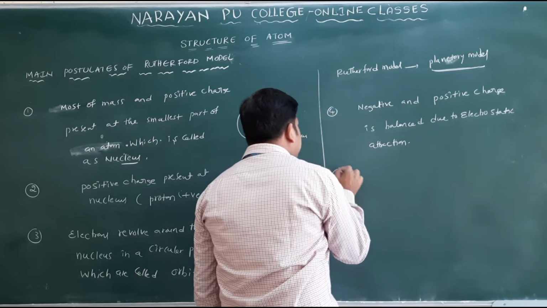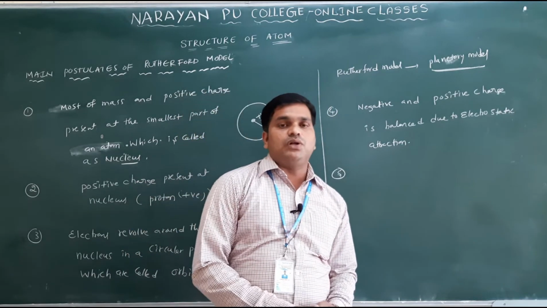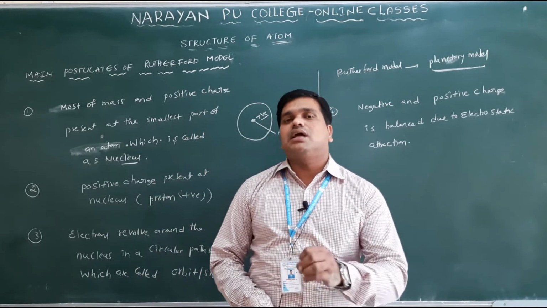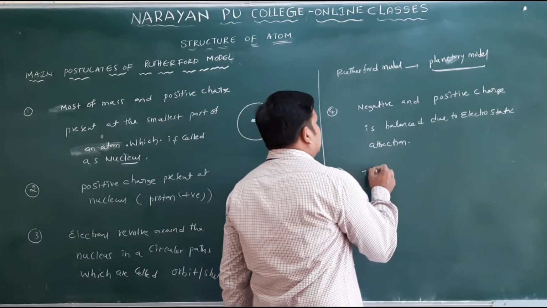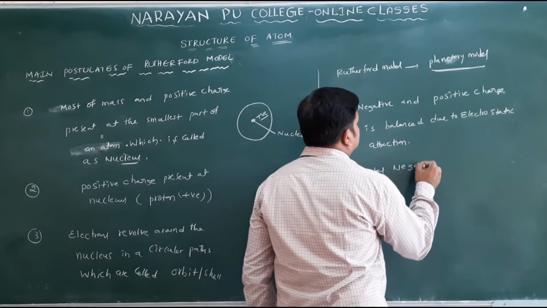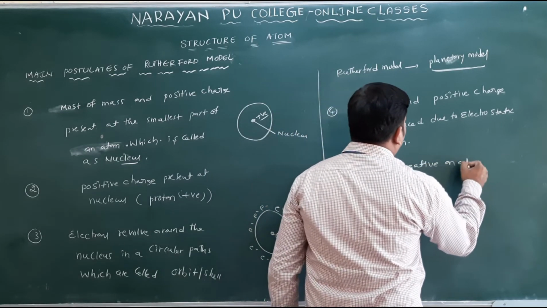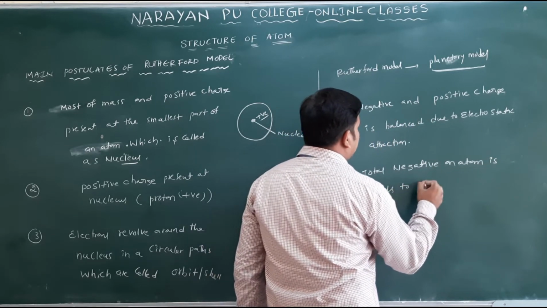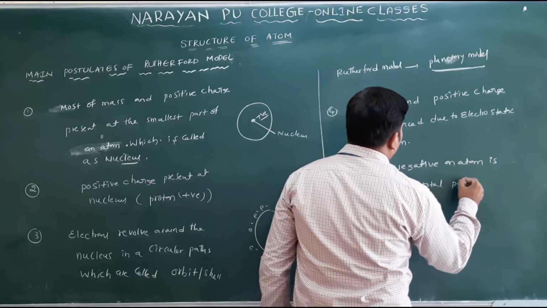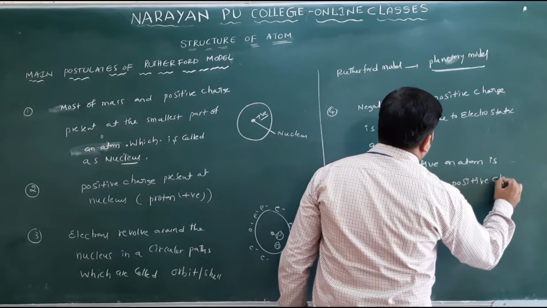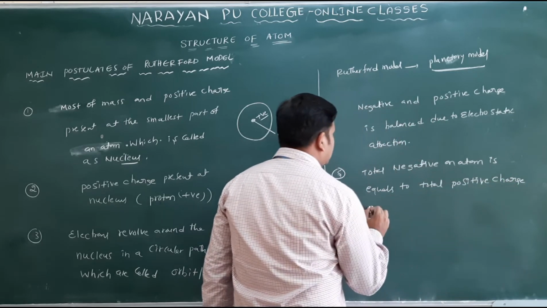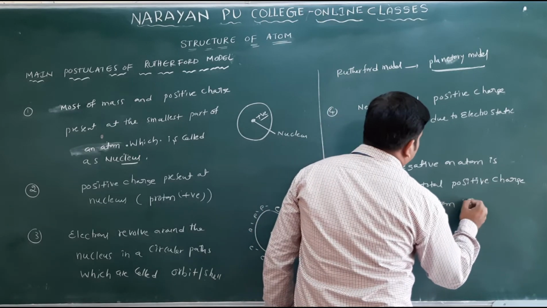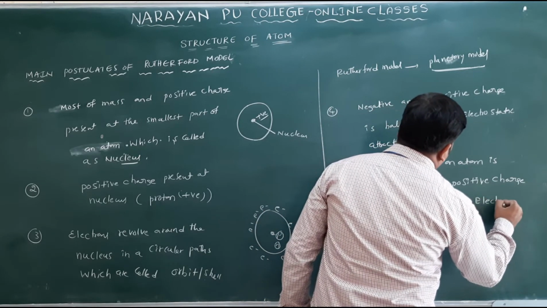And one more point: the total negative charge is equal to the total positive charge. Because of this reason, the atom is electrically neutral. Total negative charge on the atom is equal to the total positive charge, due to this the atom is electrically neutral.